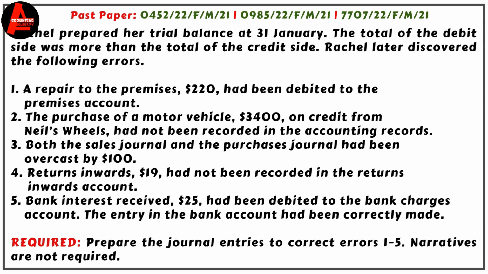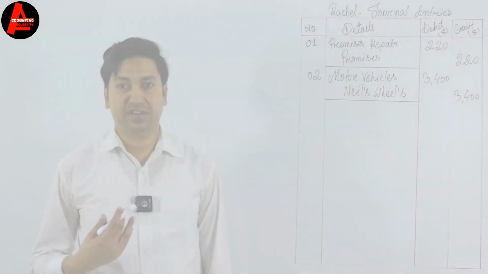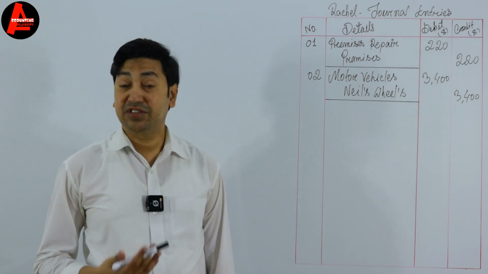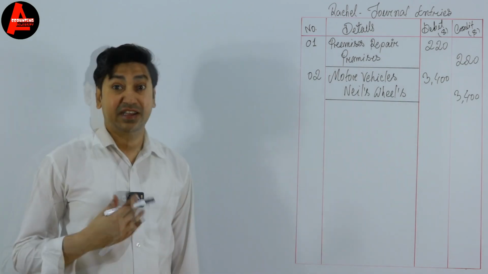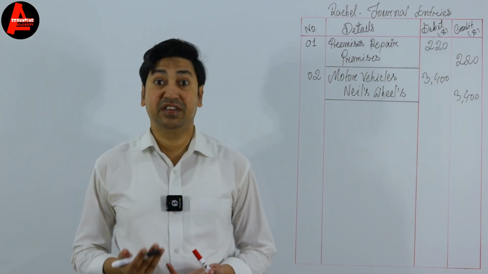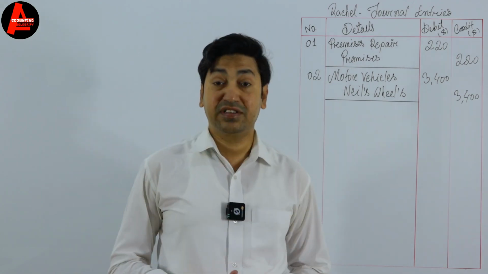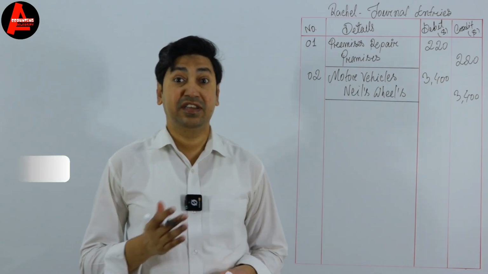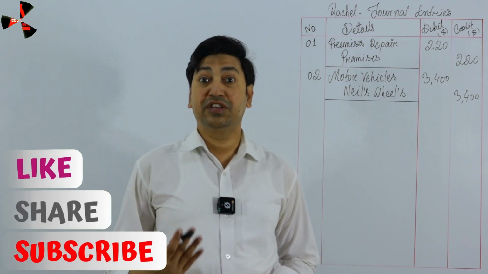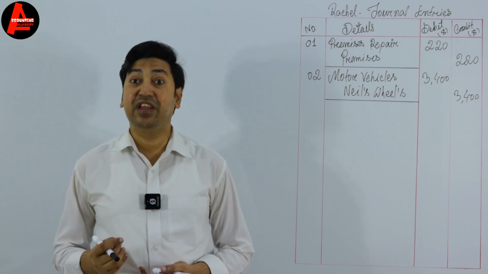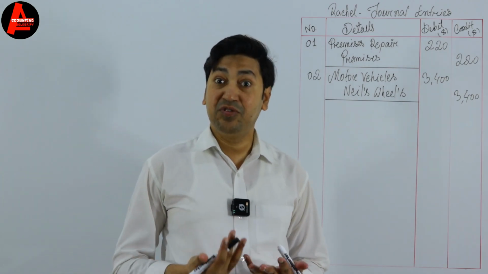So here number 3, we have both the sales journal and the purchases journal had been overcast by $100. So the sales journal and the purchases journal both had been overcast. Now to rectify this, both have to be decreased by 100. Sales are revenue. Sales and purchases, these both are nominal accounts. So what is the rule for nominal accounts? When expenses increase, expenses will be debited. When expenses decrease, expenses will be credited. Opposite for revenue. When revenue increases, revenue will be credited, okay? But when revenue decreases, in this case, revenue will be debited.